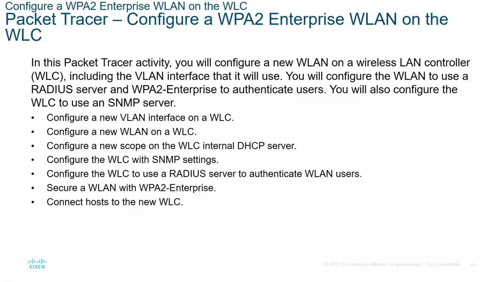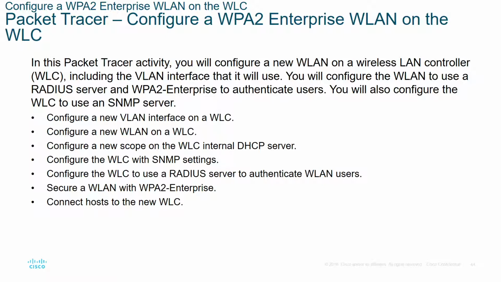We have a Packet Tracer exercise to configure a WPA2 Enterprise WLAN on the wireless LAN controller. So in that Packet Tracer activity, you will configure a new WLAN on a wireless LAN controller, including the VLAN interface that it will use. You will configure the WLAN to use a radius server and WPA2 Enterprise to authenticate users. You will also configure the WLC to use an SNMP server.